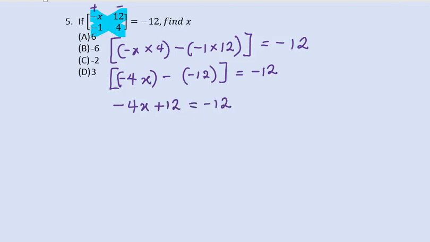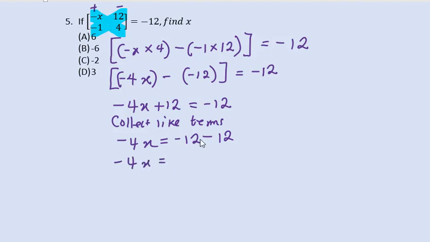We're almost done. From here you see that we need to collect like terms. So if we collect like terms here, we'll have minus 4x is equal to minus 12. This one coming over becomes minus 12 again. Remember, we'll have plus here. So minus 4x is equal to minus 12 minus 12, which is minus 24, right?